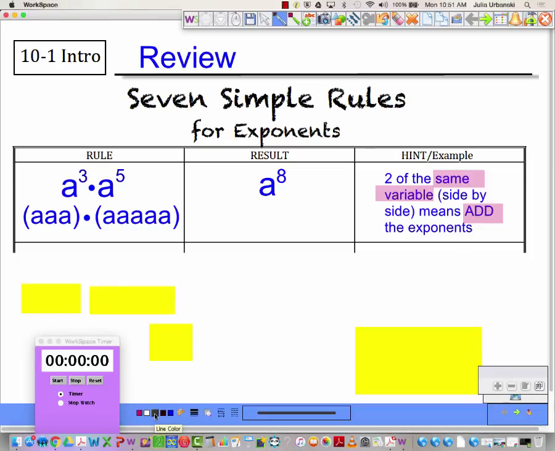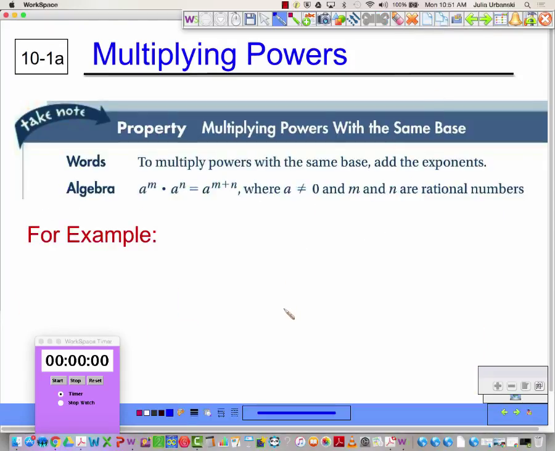All right. Anybody still writing? Okay, so turn the page now. We're only going to do one rule for today. Let's go over to 10-1, multiplying powers.